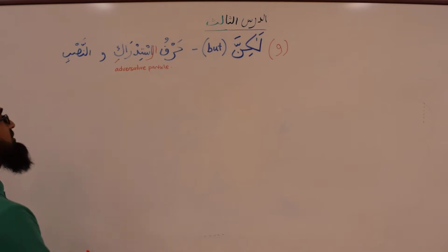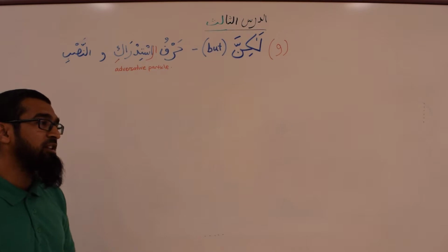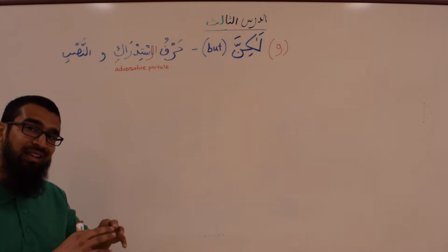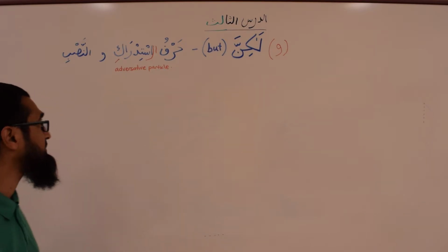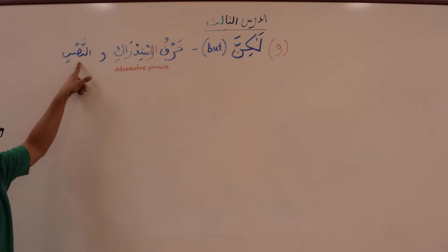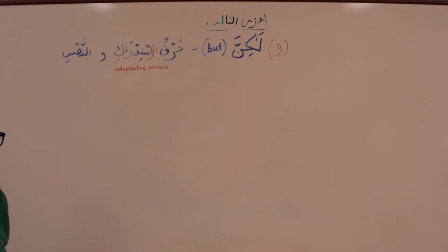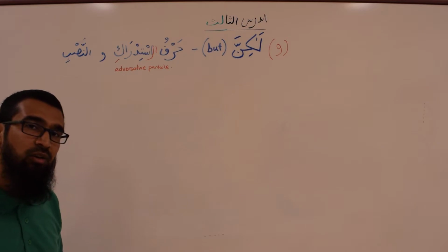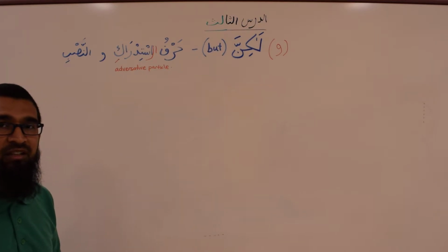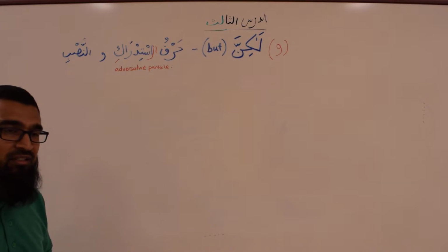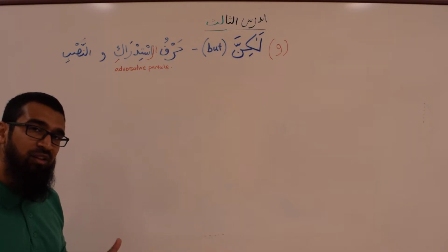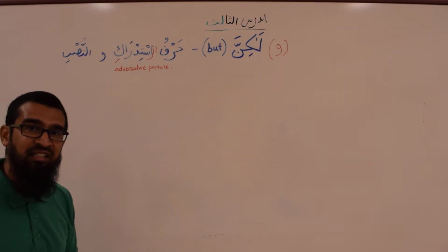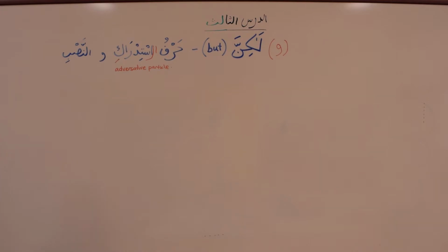So harfu istidrak translates as an adversative particle. Again, you're making two statements. They're being joined with lakinna or walakinna, but they're kind of opposites. One nasb. Nasb meaning it takes a word and makes it mansub, just like inna. Remember what inna does? It enters onto a jumla ismiya, a nominal sentence. It makes the mubtada mansub and the khabar marfu'. Lakinna does the exact same thing.